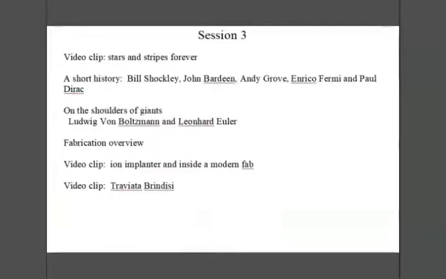This is a short outline of what we'll be accomplishing today. We'll be looking at a short visual history, some of the key players, and I've just picked a few. Shockley, Bardeen, Grove, Fermi, and Dirac. We'll be having a little tiny biography of each of those, and then we'll have a section which I like to call On the Shoulders of Giants, and I've picked two from a rather large parameter space, but these are two of my favorites, Ludwig von Boltzmann and Leonhard Euler, and I hope when I'm finished they'll be your heroes too.